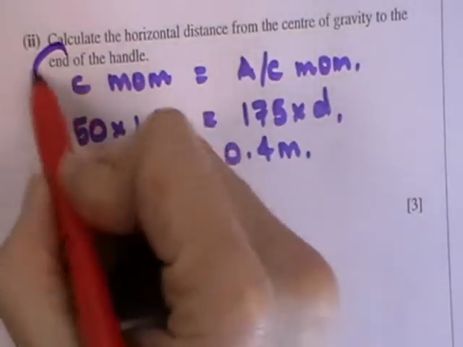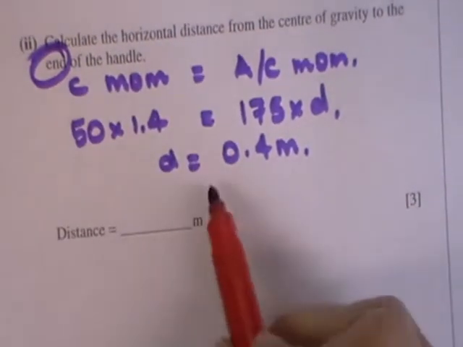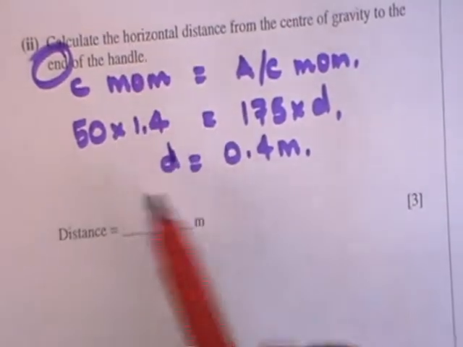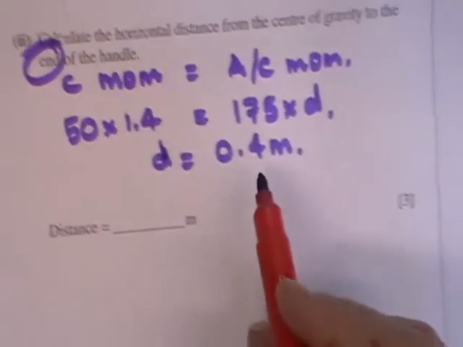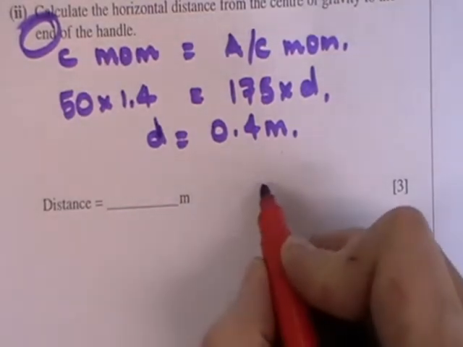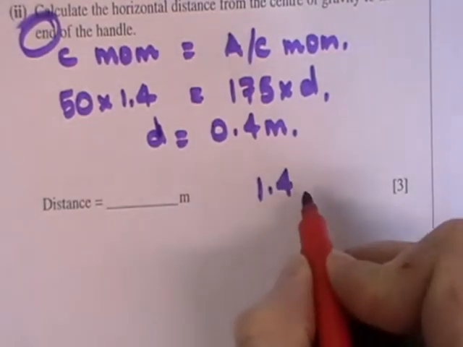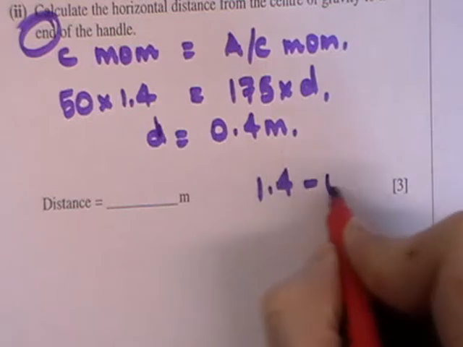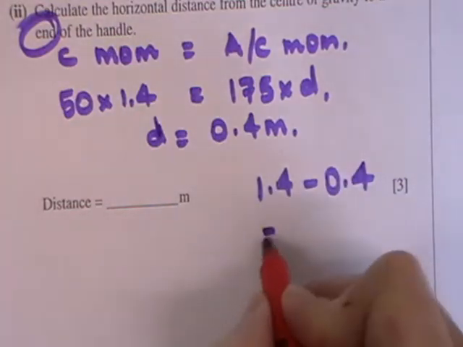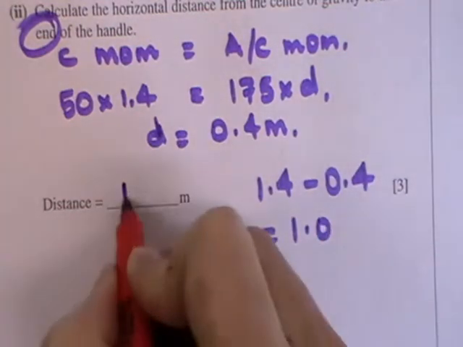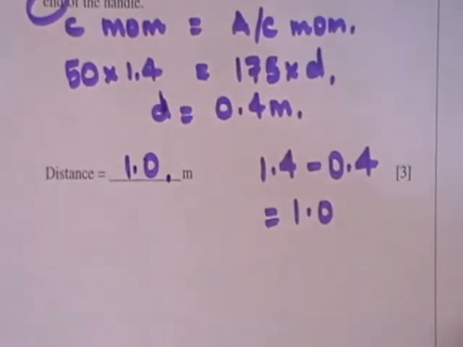But that isn't the answer. The answer is the distance from the end of the handle. You probably would only lose 1 mark there if you had written 0.4. But the actual distance from the end of the handle is the whole distance from the pivot, which is 1.4, and then take away the 0.4, which is 1.0 metres. And that's your answer.